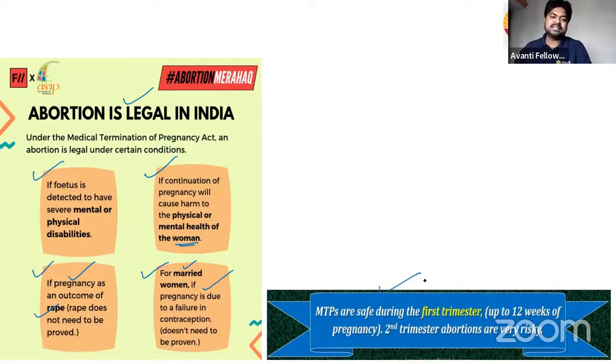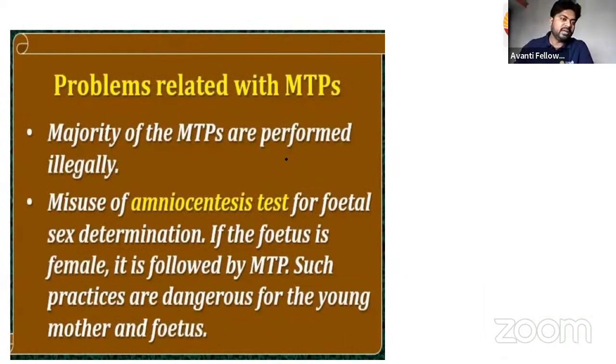So MTP is safe up to the first trimester. Up to the first trimester का मतलब क्या होता है? First 3 months. ठीक है, first 3 months में ये safe रहेगा. ठीक है, but second trimester abortions are very risky. ठीक है, अब MTP जो है वो परफॉर्म किए जाते इंडिया के अंदर. If we talk about India, then a lot of MTP are performed illegally in India and it is dangerous for the girl fetus. ठीक है, जो girl child fetus रहेगा उसके लिए ये dangerous रहेगा.